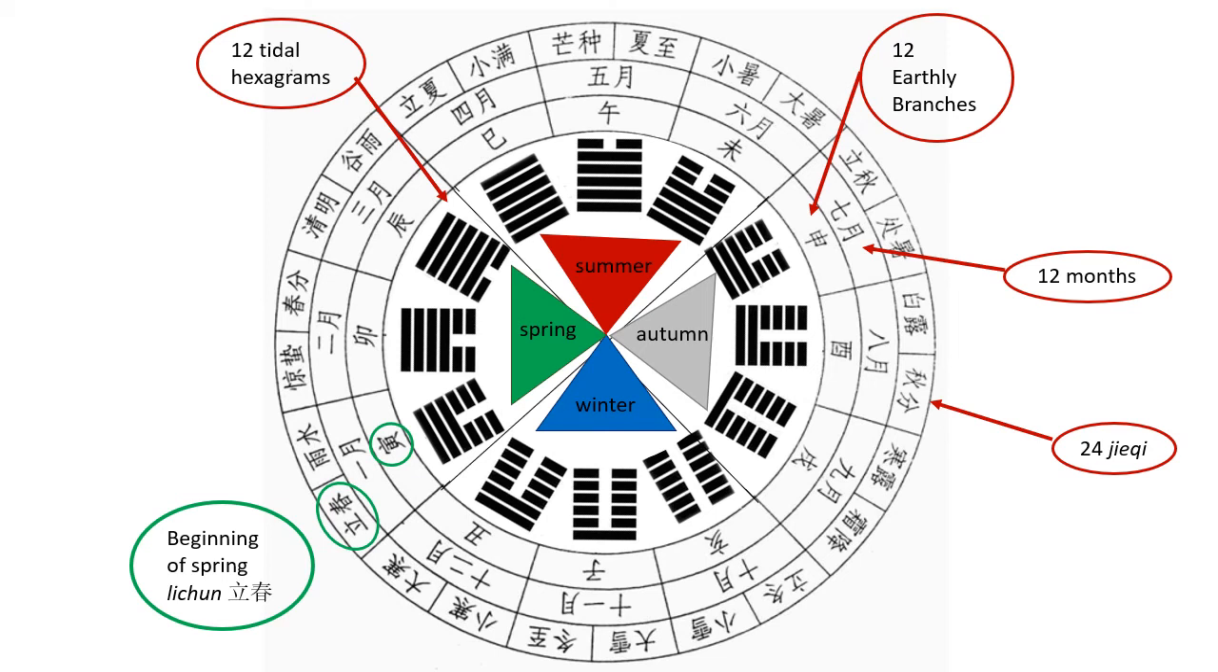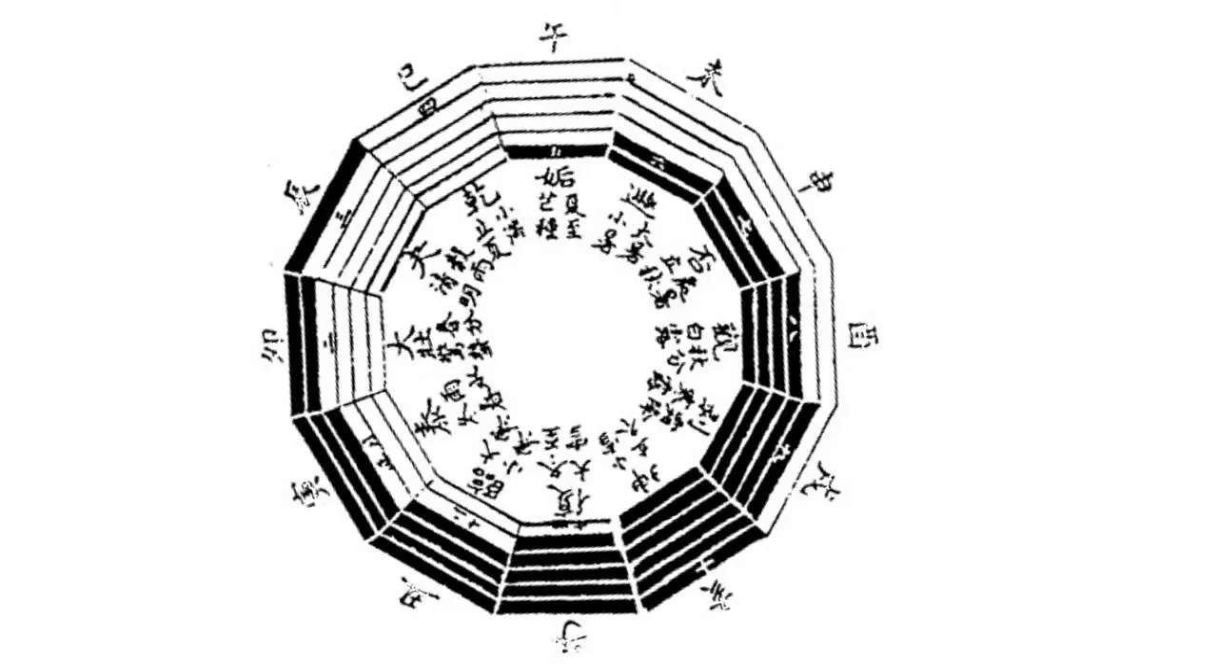And each branch and each hexagram also relates to 2 of the solar nodes. And you can see here, for instance, that Yin branch, which is when the new Chinese New Year starts, is also the beginning of the spring solar node. And here is a much older representation of the 12 branches and the 12 hexagrams and the 12 hexagram names and the 24 solar nodes.